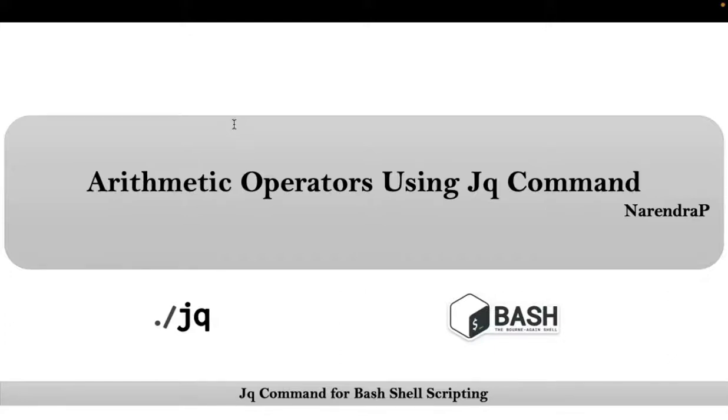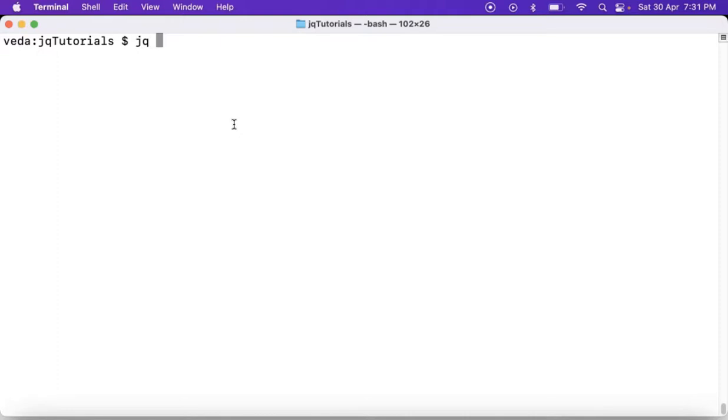Friends, here we are talking about arithmetic operators using the jq command. Let me go to the command line. Here, without any input, I am directly providing two numbers and doing the addition for them. Yes, you are getting output as 9.